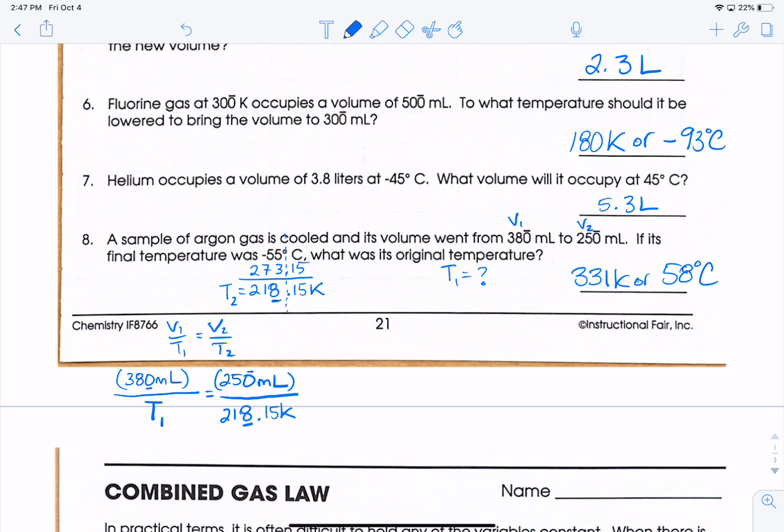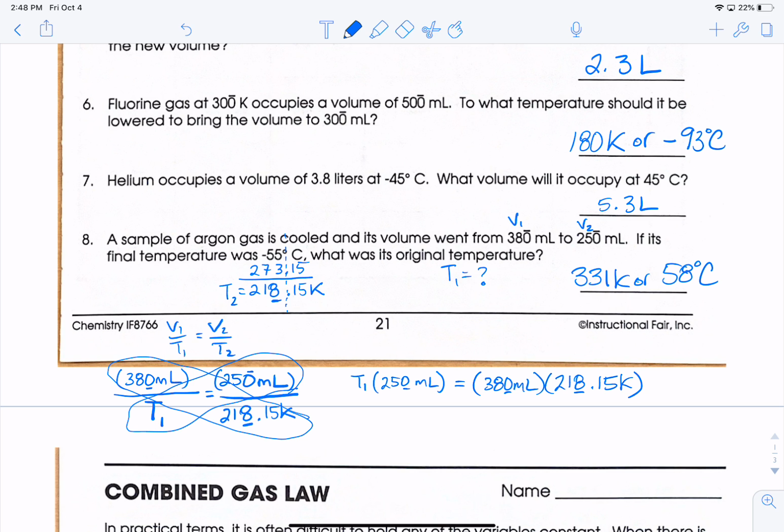The variable is in the denominator, so we're going to cross multiply. Remember that trick where you multiply those, which equals the multiplication of those. So we're going to say T1 times 250 milliliters is equal to 380 milliliters times 218.15K. Notice I'm careless with the order. You notice that? Like I put temperature first and then volume first. Why can I do that? Because of the commutative property of multiplication. Doesn't matter what order I do it in.